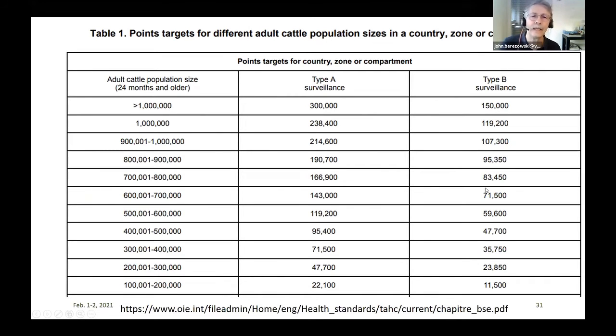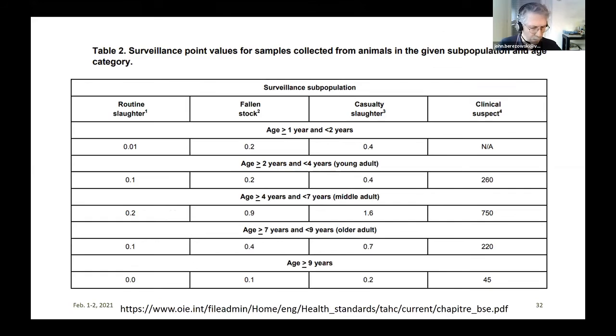And different surveillance systems had to get different surveillance points. And this is the chart from the OIE's chapter on BSE surveillance about type A and type B surveillance. So type B surveillance, remember, is the low-risk countries. Type A surveillance is the high-risk countries. If you have more than 1 million animals, you needed 300,000 points in type A and half that in type B, so 150,000 points. But what's important is how you achieve those points.